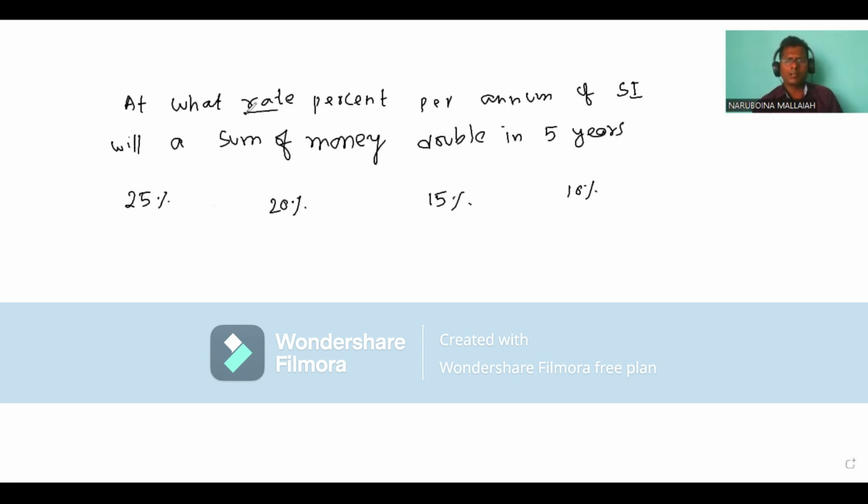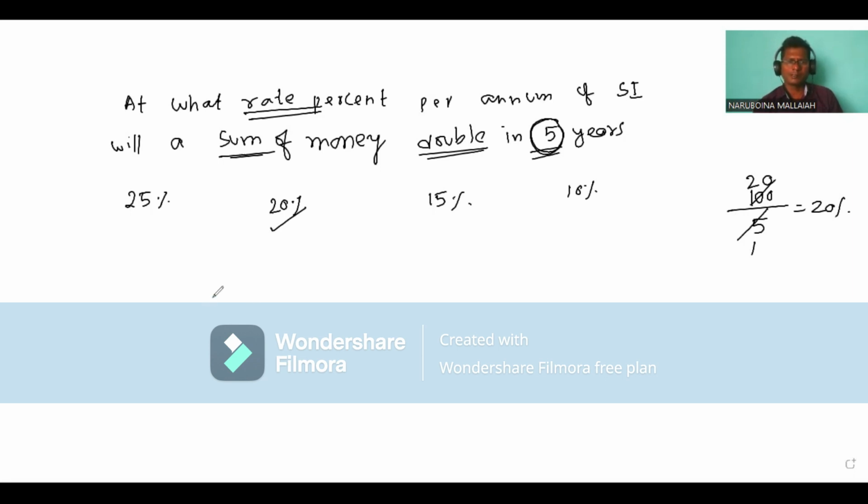Here we have to calculate the rate percent, right? The sum of money becomes double. So whenever this standard question is asked, just take 100 and divide it by the number of years. Only one number is given in this problem, so divide 100 by 5. 5 20s are 100. So the answer will be 20%. I hope you understood well.